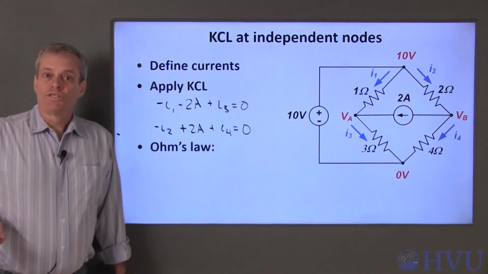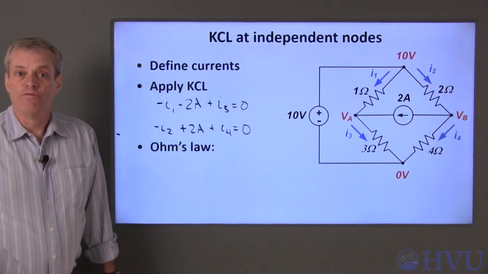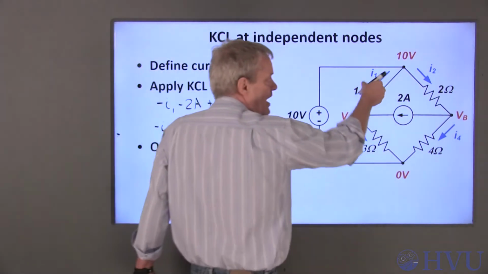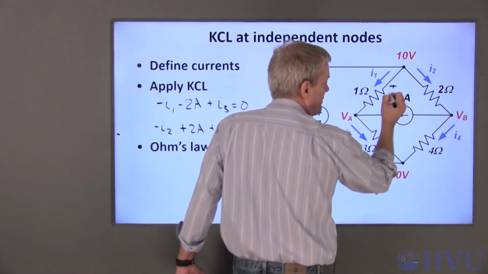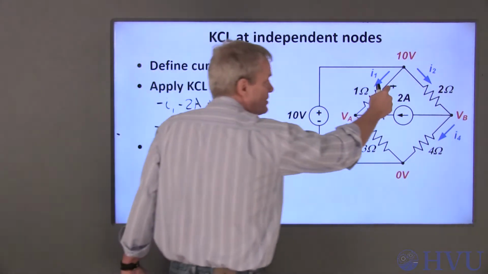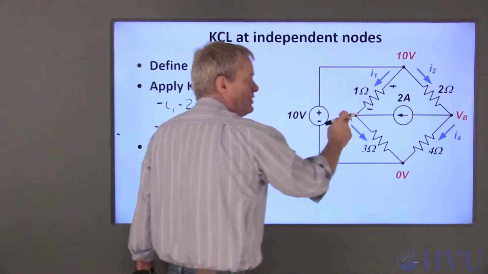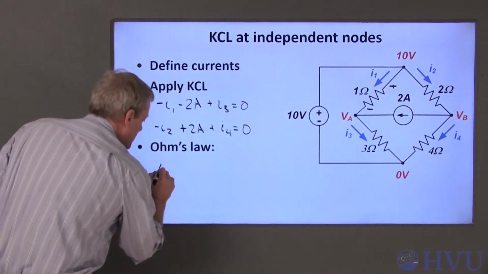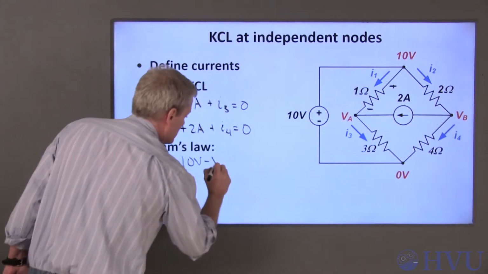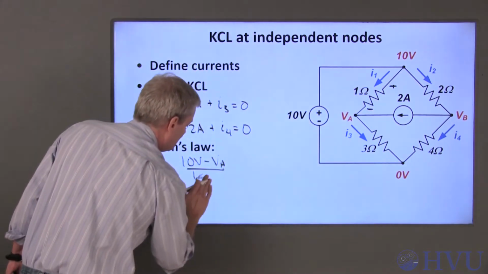The node voltages are our unknowns, so I need to write these equations in terms of the node voltages. This can be done using Ohm's law. If I1 is assumed to be in this direction, the passive sign convention says I have to choose my voltage polarities as so. This is the positive terminal. So I1 is the positive voltage minus the negative voltage. I1 is 10 volts minus VA over the resistance, which is 1 ohm.